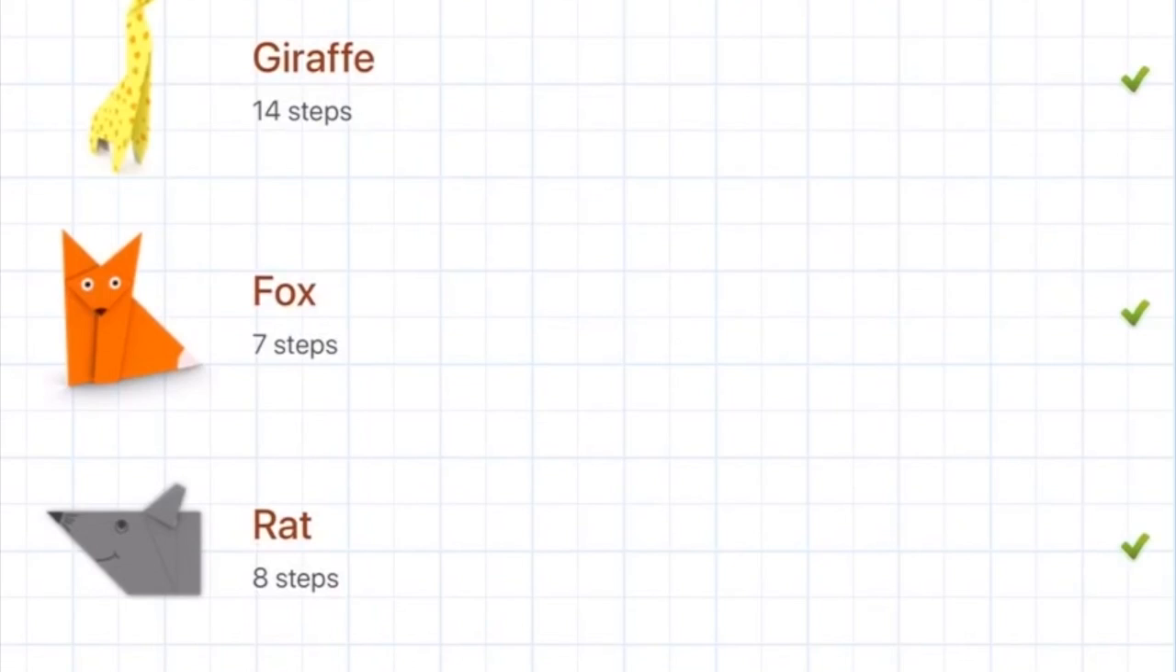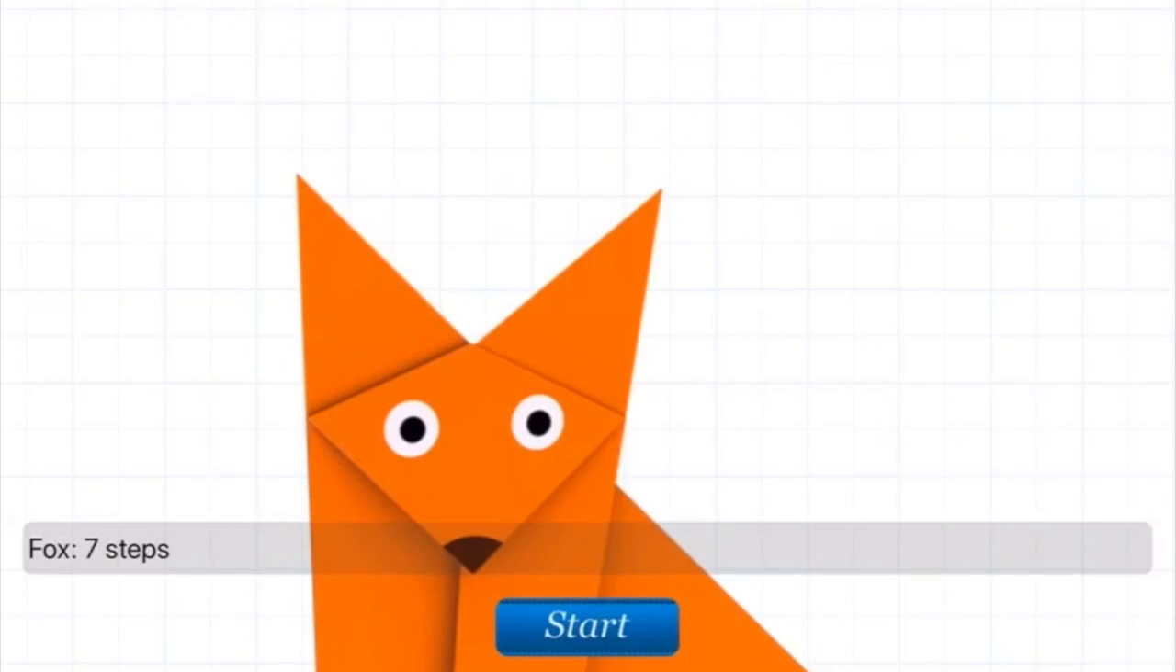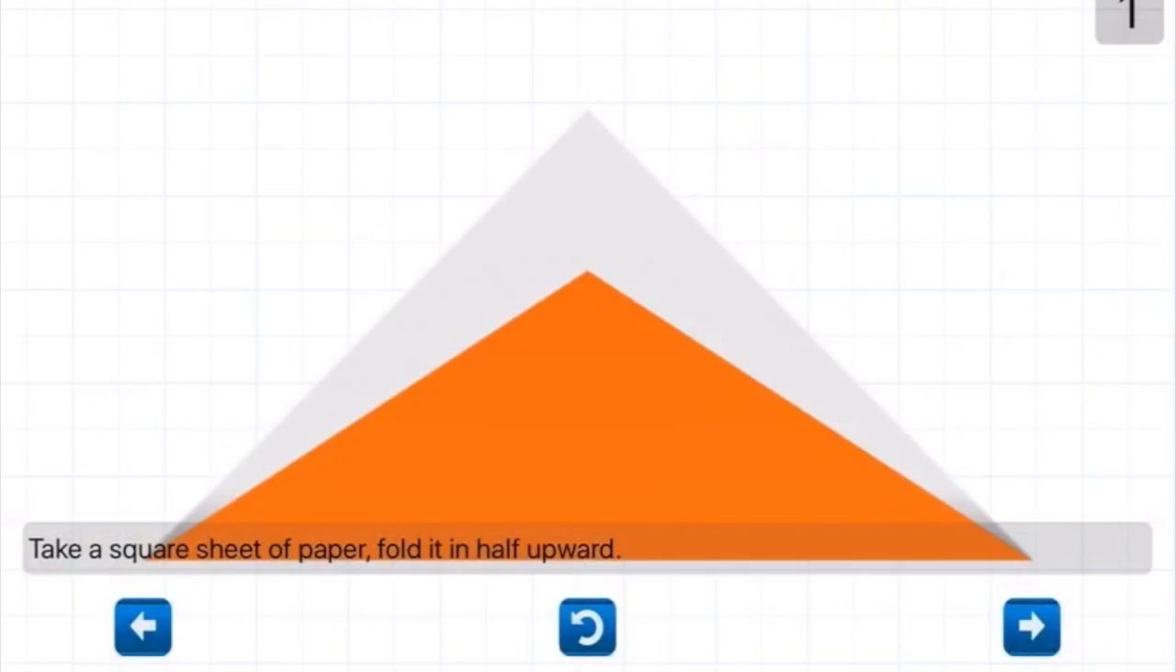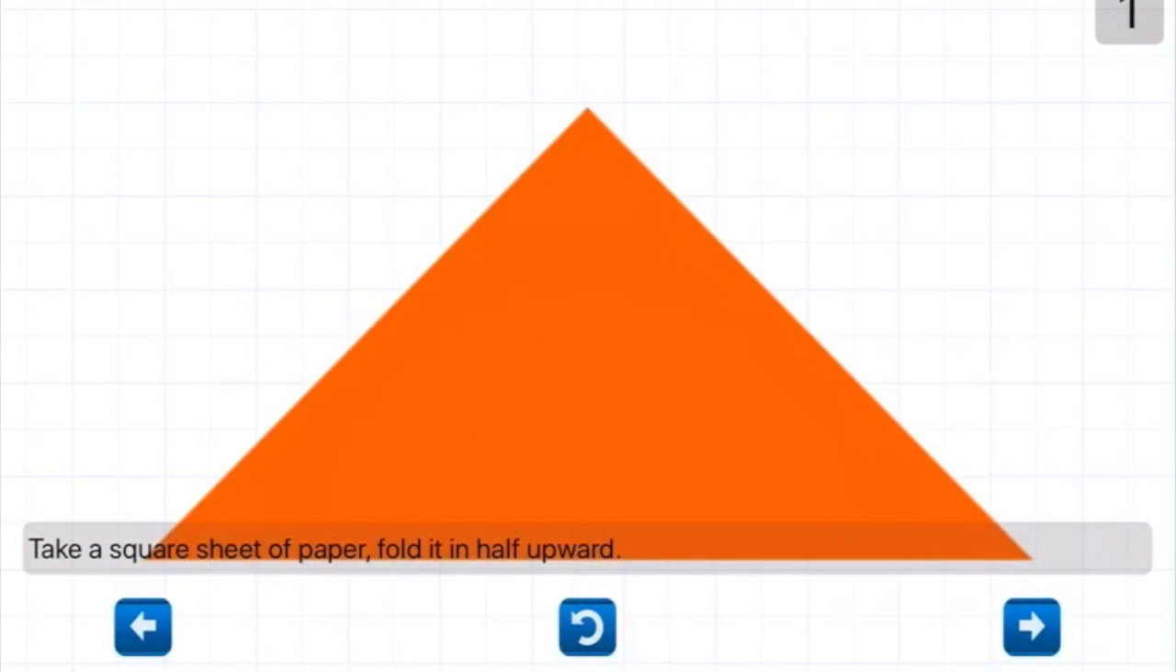I am going to click on this fox here. When you click on it, you see that the fox has 7 steps, and it shows you a picture of what it's going to look like when it's done. So, when you hit start, you are brought to the first step of how to make your origami animal or object.